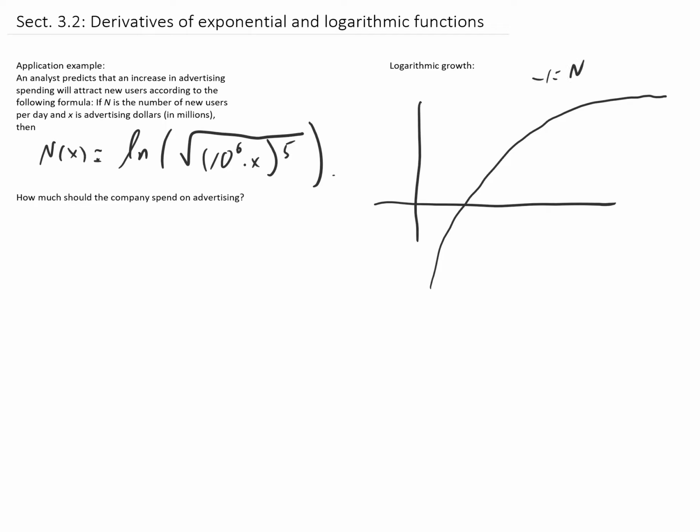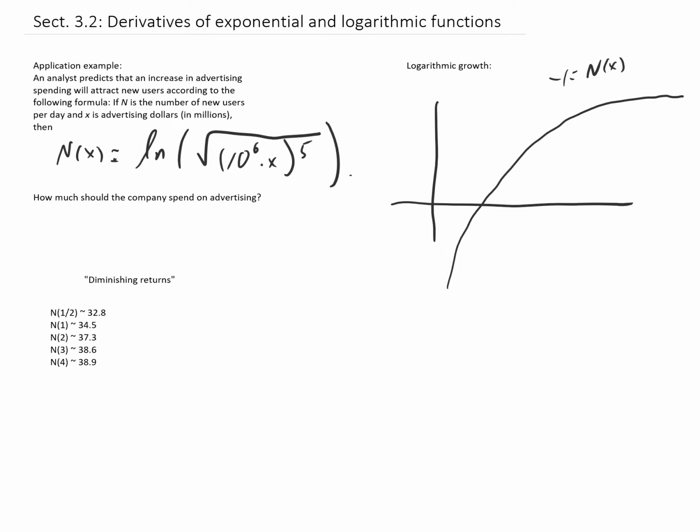Here's a rough picture of logarithmic growth. y looks like n of x. And this gives us a good picture of diminishing returns, where the function continues to grow, but slower and slower. Look at the difference between n of 1 and n of 2 versus the difference between n of 3 and n of 4.